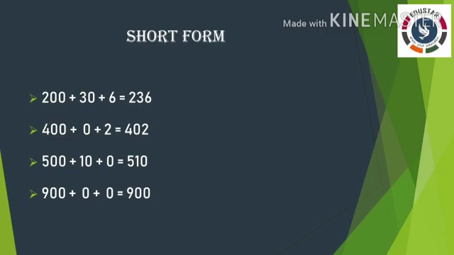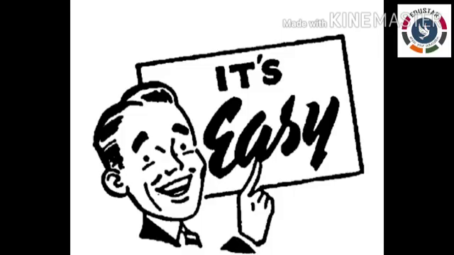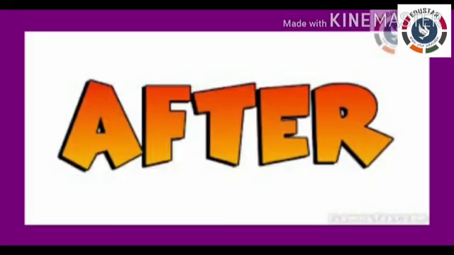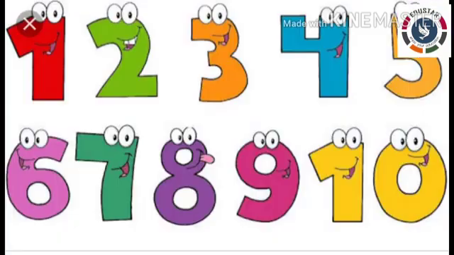900. Okay, student? Are you clear? I hope you understood short form. It is so easy, isn't it? Now we are going to see before, after and between numbers. Already you learnt them. We are just going to recall it. Okay, shall I ask you a question now?